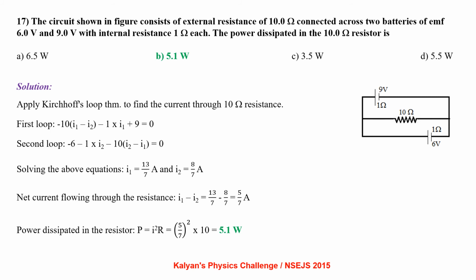Solving the two equations, we have I1 equal to 13 by 7 ampere and I2 equal to 8 by 7 ampere. The net current flowing through the resistance is I1 minus I2, which comes out to be 5 by 7 ampere. Now the power dissipated in the resistor P equal to I square R, which comes out to be 5.1 watt.